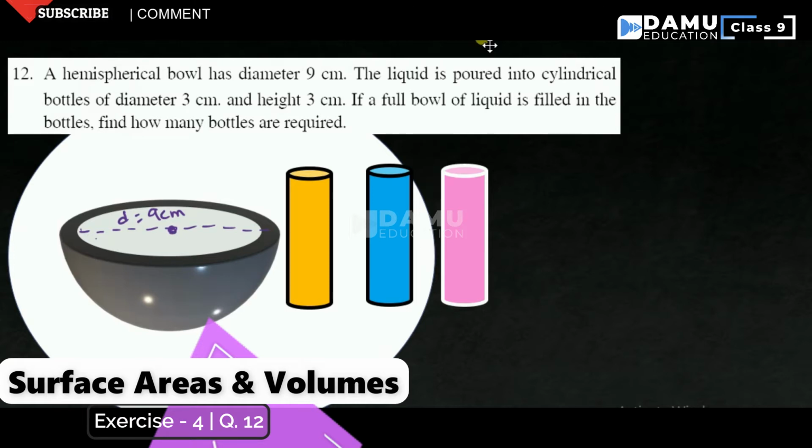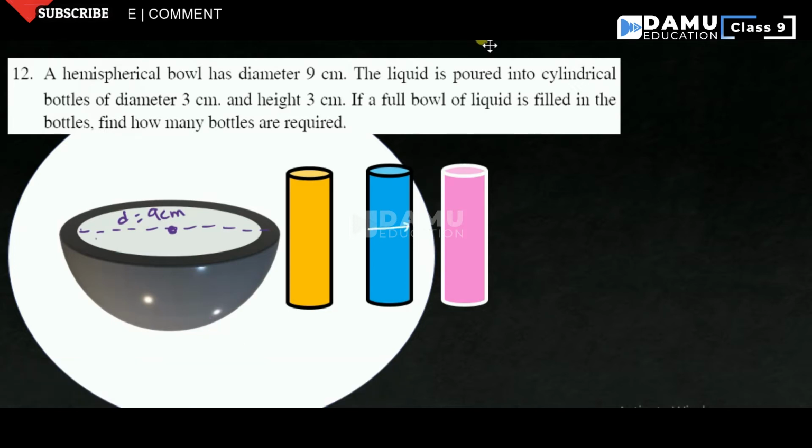So what is this diameter? Let's take any one bottle. This is the diameter. This diameter is equal to 3 centimeter. So this is the diameter and they are given the height also. So this is the height.